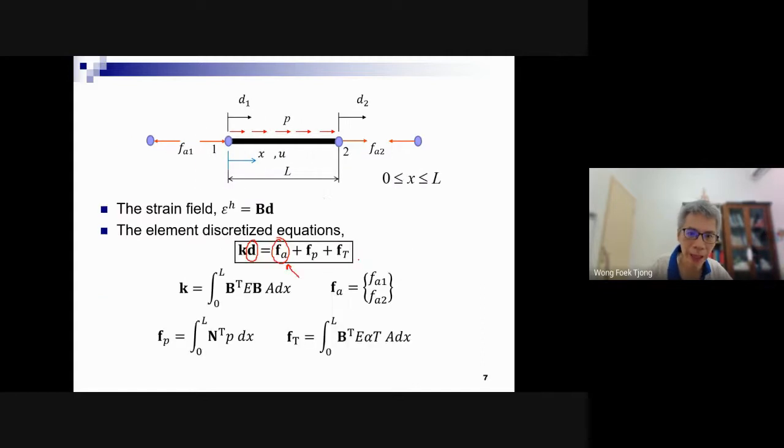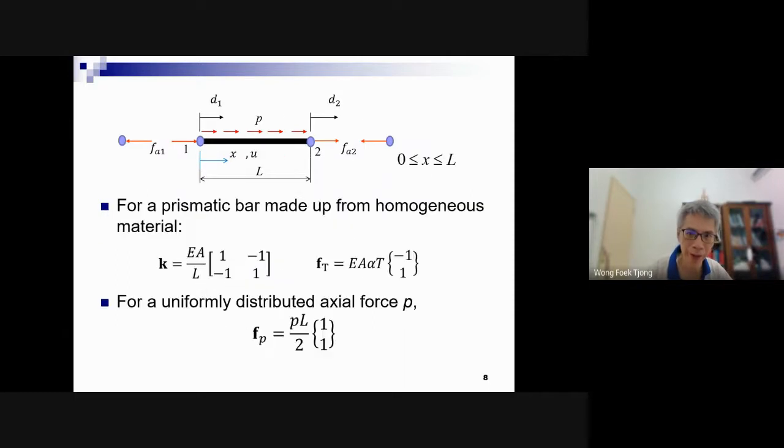So in detail, if the bar is prismatic, made from homogeneous material, we have this stiffness matrix. This is for prismatic. We also have discussed how about if the bar is not prismatic, the bar element, I mean. I should emphasize that this is the prismatic bar element.